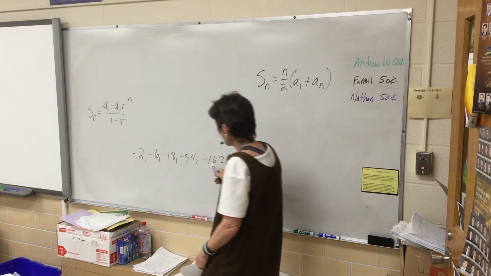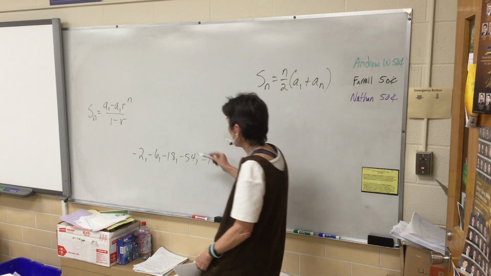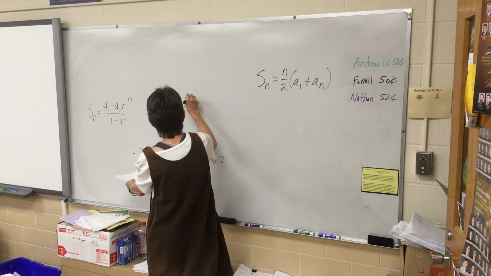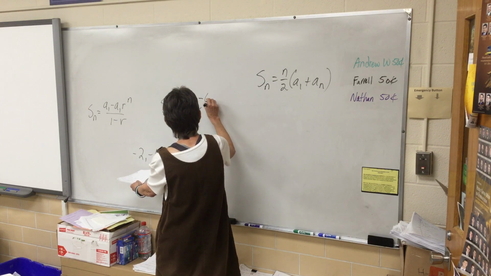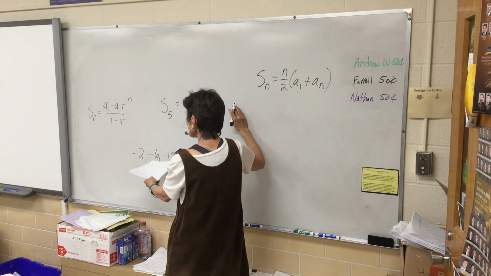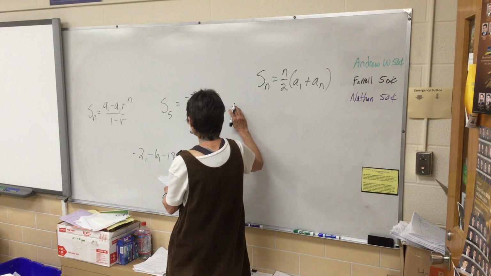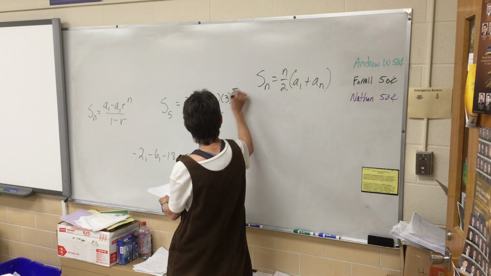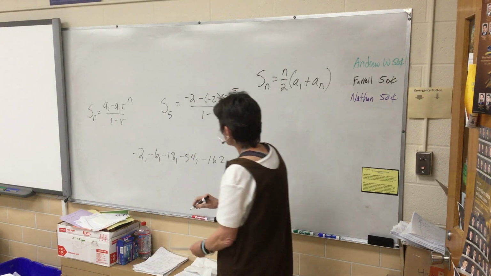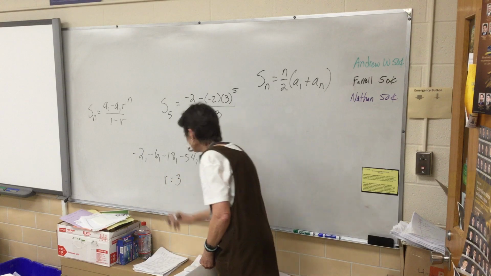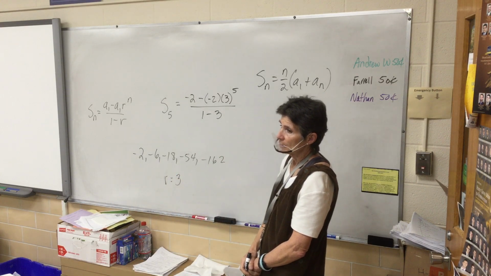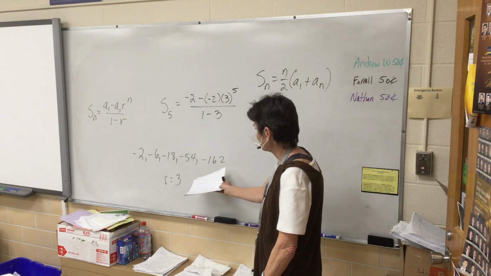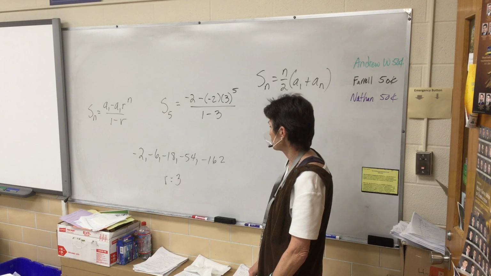How many terms are there that I want to add up this time? 5. So the sum of 5 terms will be the first term, which is negative 2, minus negative 2 times, what did you say the ratio was? What am I multiplying by? 3. Multiplying by 3. So my ratio is 3. You have to figure that out. First of all, you have to figure out if you're arithmetic or geometric, so you know which formula to use. Then you have to figure out what your ratio is if you're geometric.